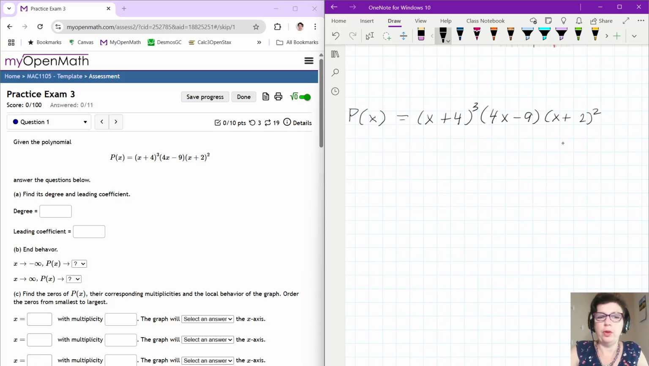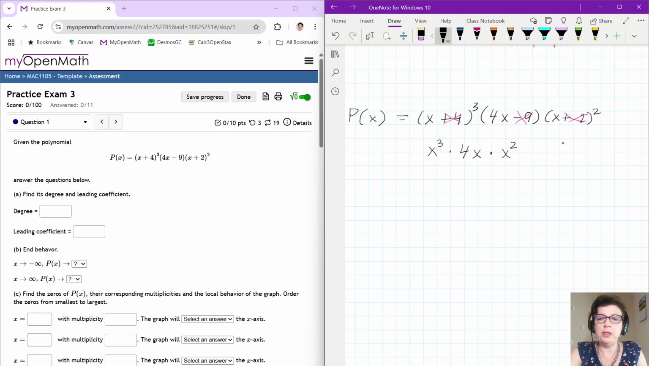Okay, so in order to figure out, first of all, what is the leading coefficient and the degree, you want to discard the numbers inside each parenthesis because they're not going to matter at large values of x. So you can just think about crossing them out and only leaving the x's there. So if you do that, you're going to get x cubed. You're going to also get multiply that by 4x and then multiply that by x squared.